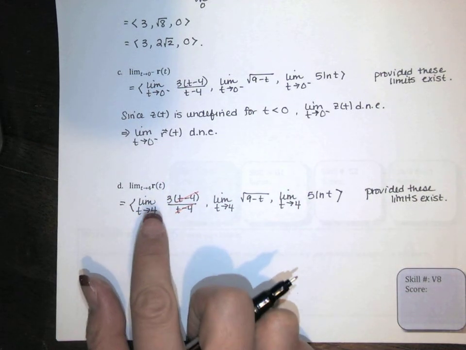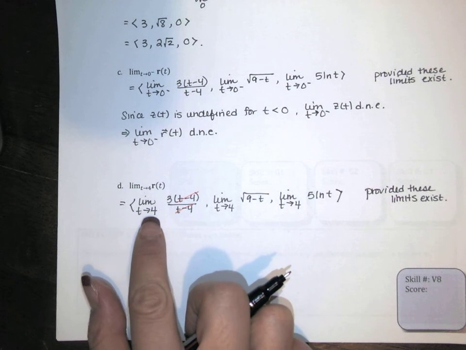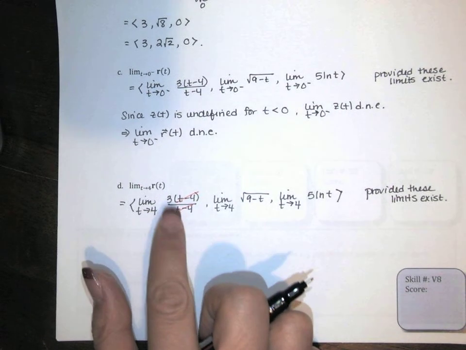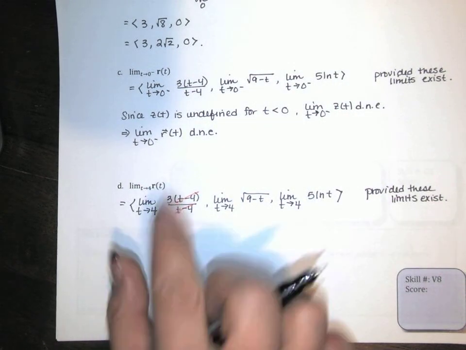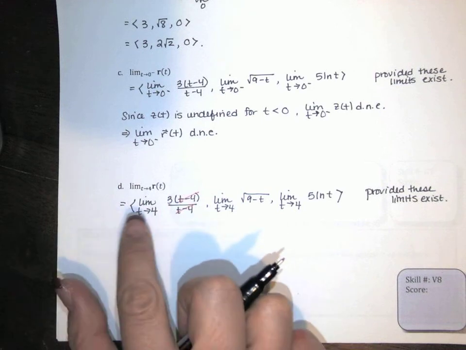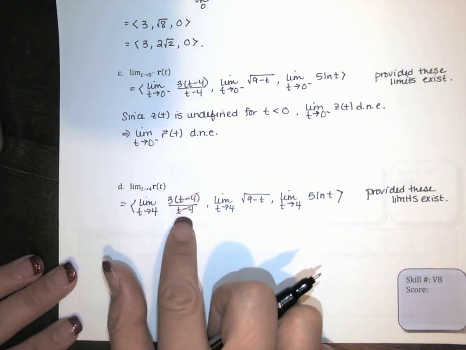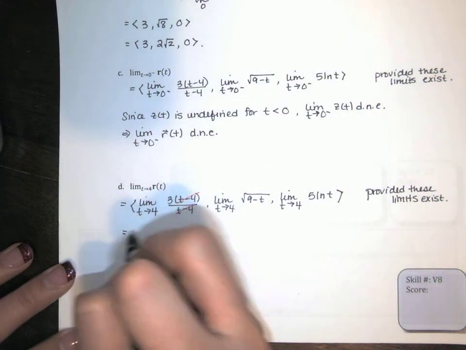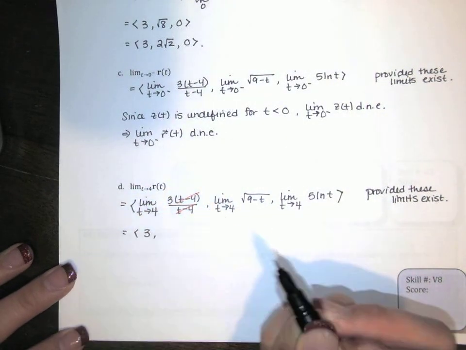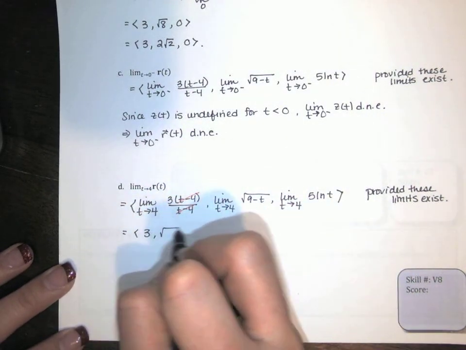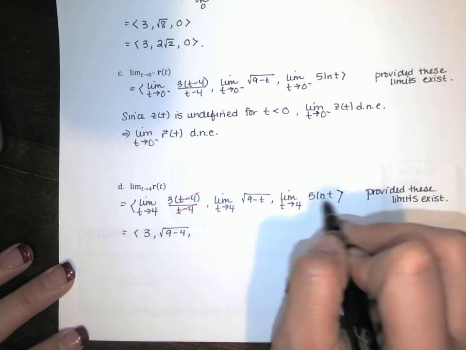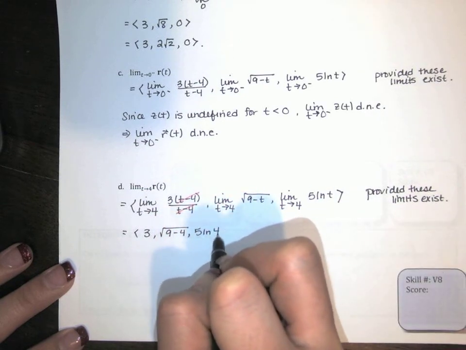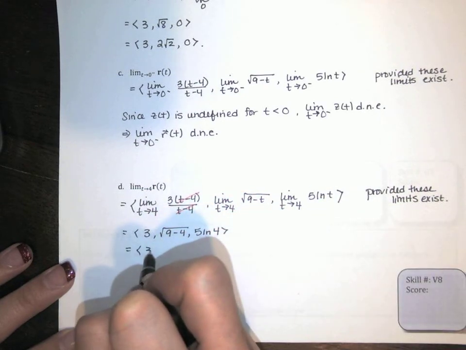Since we're taking the limit as t approaches 4, t is not equal to 4, so this isn't 0 over 0. It's just getting very close to 0 over 0. But as it gets very close to 0 over 0, this is just a number divided by itself, which is 1. So the limit of this guy is just 3. And that one is continuous at 4, so I just plug in 4. And that function is also continuous at 4, so I just substitute in 4. So I get this.